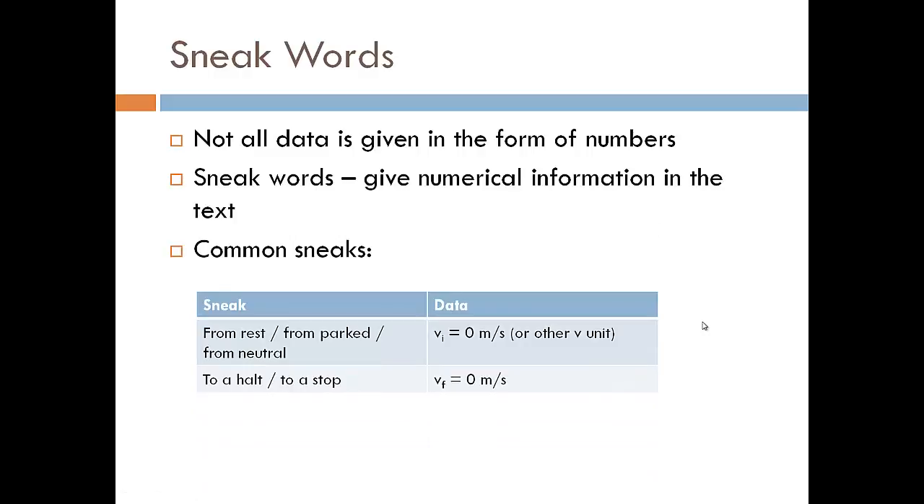Some of the commonest ones that we're going to see: if it says that something is occurring from rest, or from parked, or from neutral, or from a stop, or whatever, that means its initial velocity is 0 meters per second, or some other velocity unit. It could be kilometers per hour, or whatever. On the other hand, if the problem says that something came to a halt, or came to a stop, that means its final velocity is 0. So we're not just looking at our numbers here. We're also trying to read carefully to see if there's any of these sneak words in the problem.